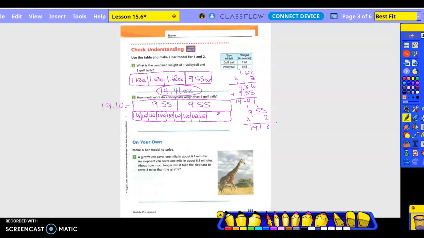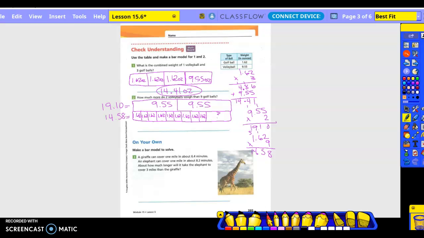Okay. Next one, 1 and 62 hundredths times what? Times 9. 9 times 2 is 18. Carry the 1. 9 times 6 is 54, plus 1 is 55, carry the 5. 9 times 1 is 9, plus 5 is 14, and 2 decimal places. So then this one equals 14 and 58 hundredths.